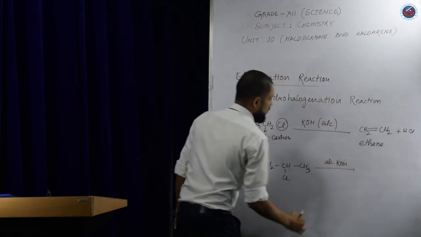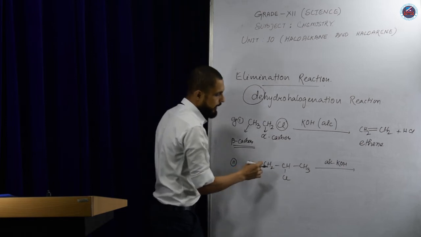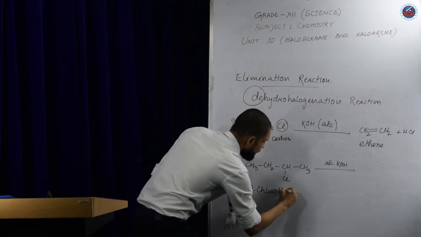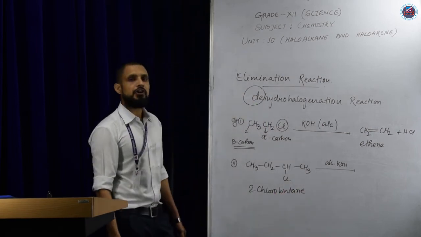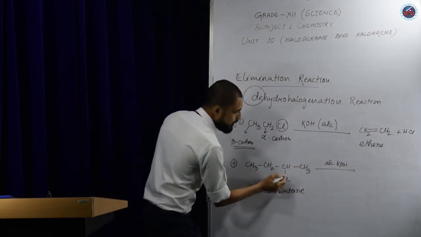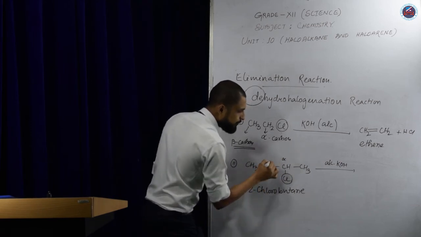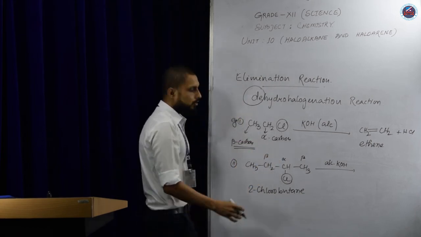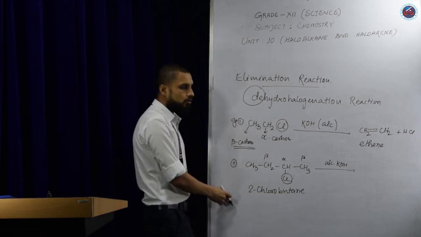So this is 2-degree haloalkane, and the name of this haloalkane is 2-chlorobutane. Now in case of 2-degree haloalkane, you have 2 beta carbons. This carbon has the chlorine atom, so this is alpha, this is beta, this is also beta. So now you have 2 beta carbons in this haloalkane, so we'll get 2 products.